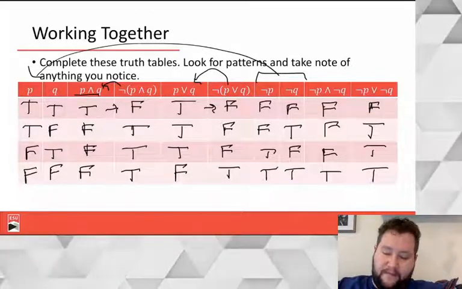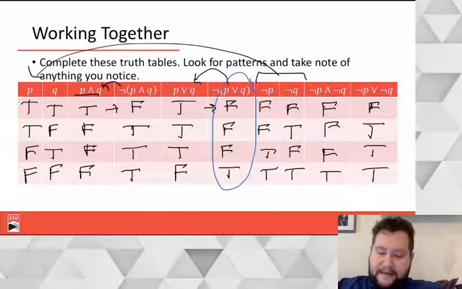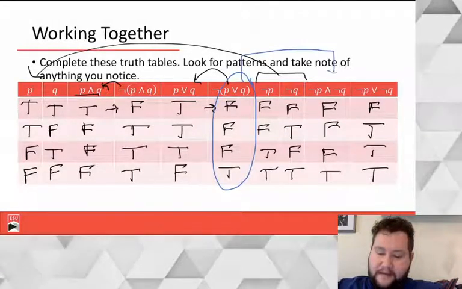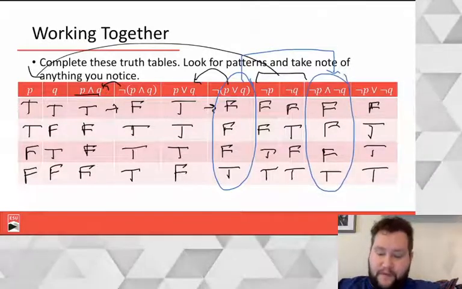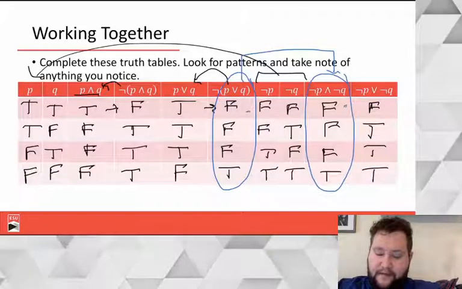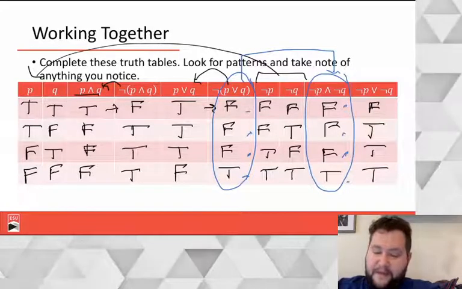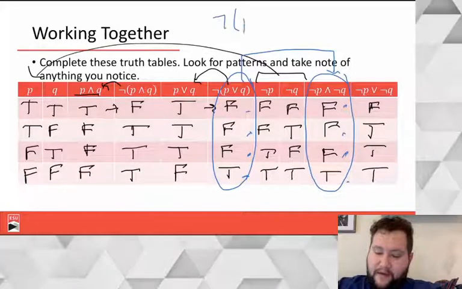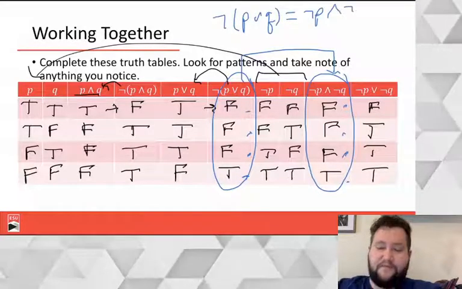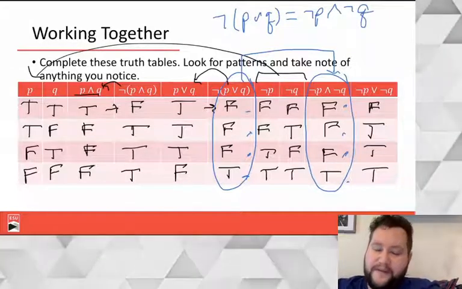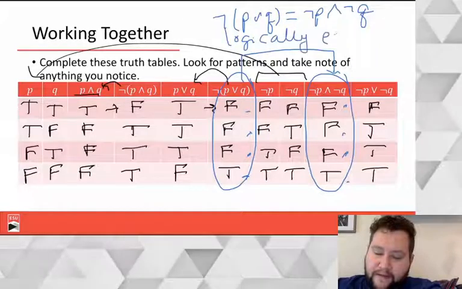Well, notice this column, not P or Q. Well, that's the same as not P and not Q, right? Because that's false, that's false, and that's true. So that means that not P or Q is the same as not P and not Q. So here we would say that those are logically equivalent.